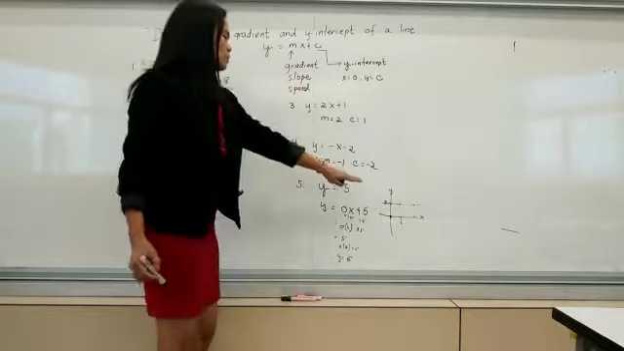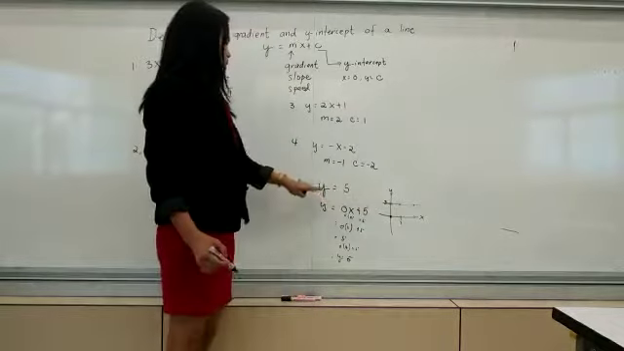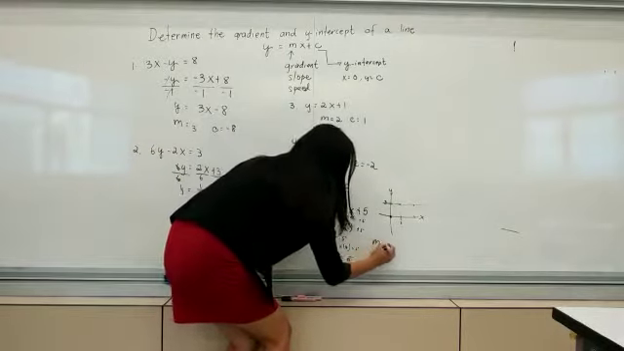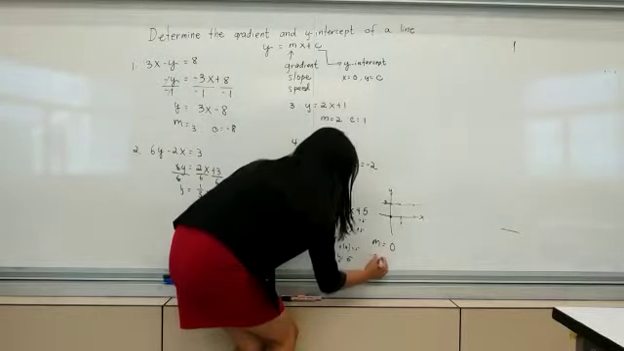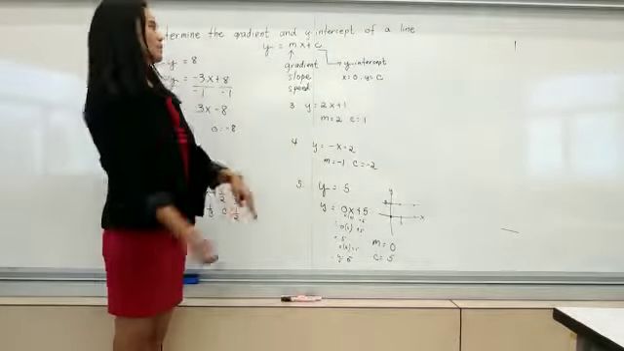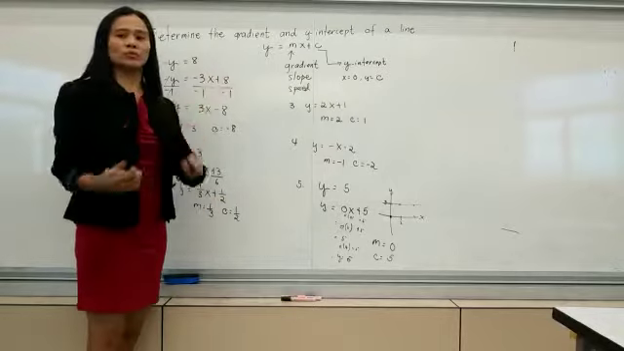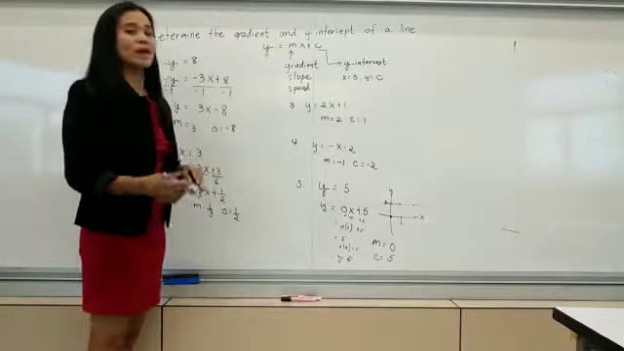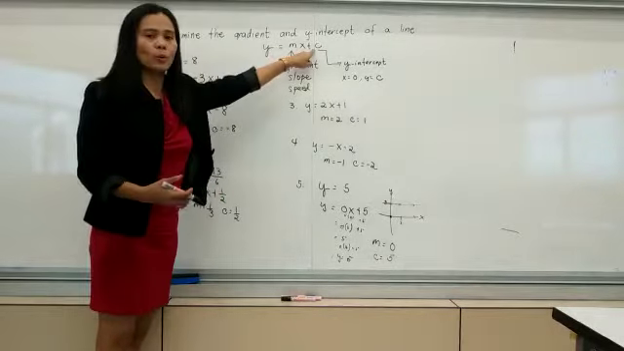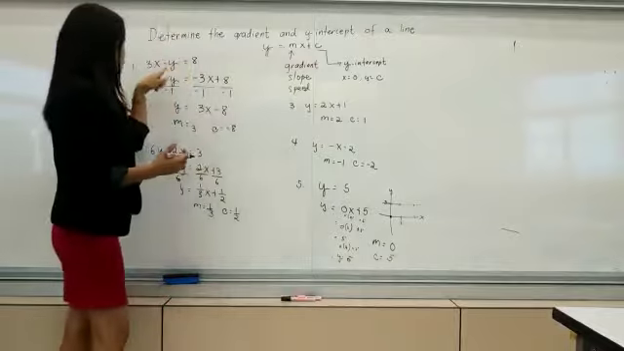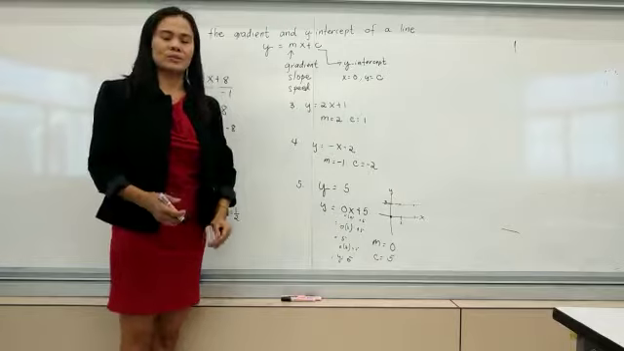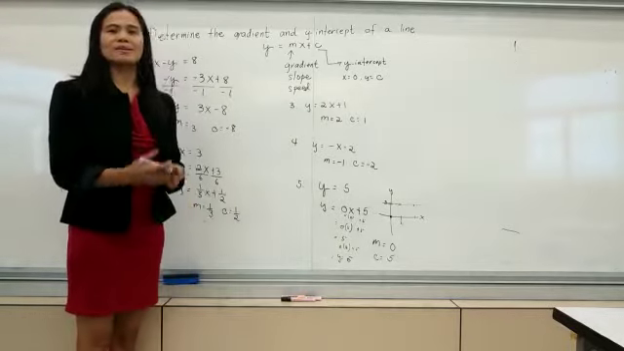So this line's equation is y is equal to 5. So the slope is 0, and your y-intercept is 5. As easy as this one, just find the coefficient before your x in this form, and that is your gradient, or your slope. And look at your c, or the constant in your equation. The constant in your equation, that is your y-intercept. This is how we do it, and it's very easy.